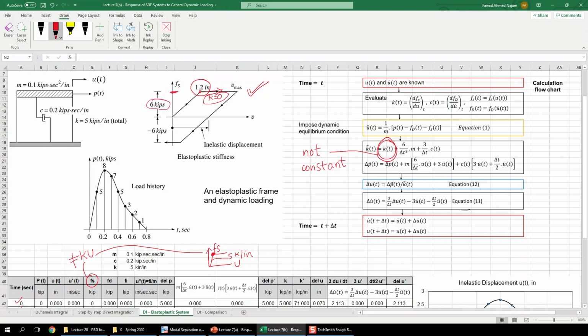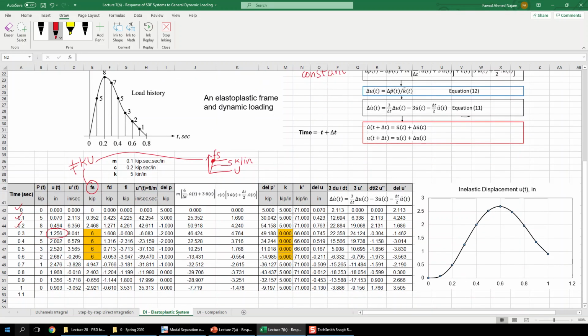I repeat again: for all those time steps which have displacements more than 1.2 inches, which means you are in the yield range, K will be 0 and Fs will remain constant, equal to 6 kip. Fs will not be calculated by multiplying K with u. Fs will remain constant for those time increments. So we look at all those time increments in which u is greater than 1.2 inches. Starting from this time step, we put Fs equal to 6 constant and K equal to 0, and all the calculations remain the same.